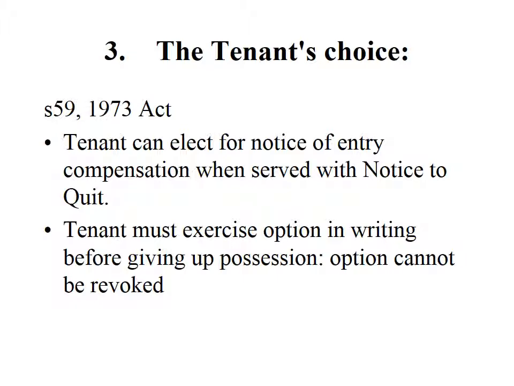There are very few formalities, but the few that there are are important. The tenant must exercise his option under Section 59 in writing, and he must do it before he gives up possession. Furthermore, the option, once exercised, cannot be revoked. So how should we make the choice between the two if we do receive a notice to quit?